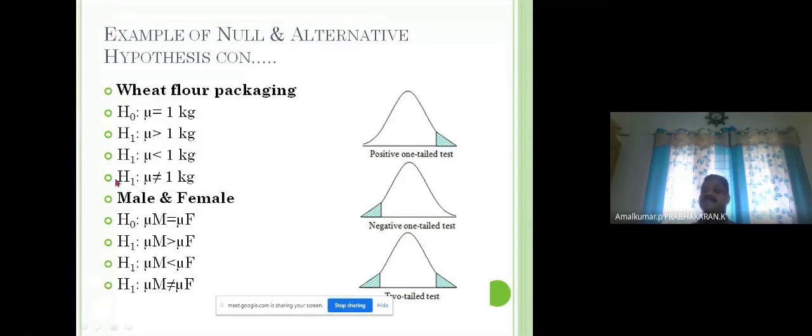And finally, he checks both tails of a normal distribution curve. That is the last hypothesis, that mu is not equal to 1. He never assumed it is in a greater than position or a less than position. The system is producing either more than 1 kg or less than 1 kg. So he checks both tails of the normal distribution curve. That is the tailness of a hypothesis. The left hand side or right hand side is chosen based on the hypothesis.